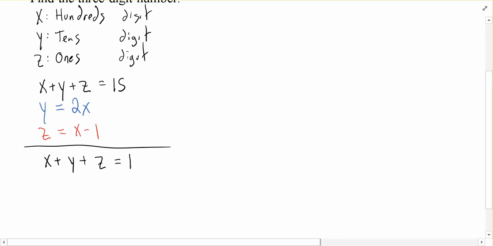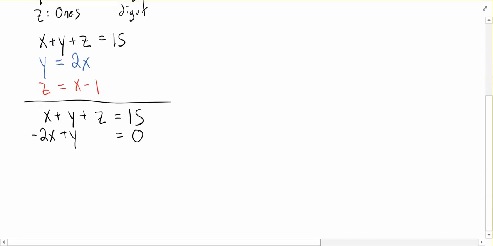The first equation was already set up that way, but the second equation, the blue one, I would subtract the 2x over to the left. That leaves me a zero on the right. And there were no z's in that one, so we're just going to leave the z blank. Then for the third equation, the red one, I would subtract the x to the other side, giving me negative x plus z equals negative one. So I would look at my system in this way.